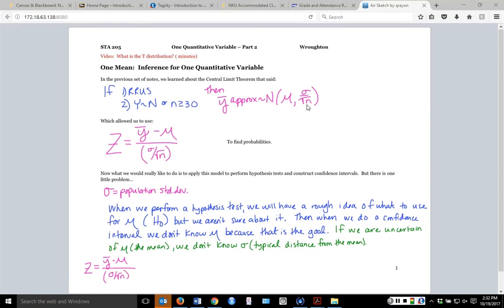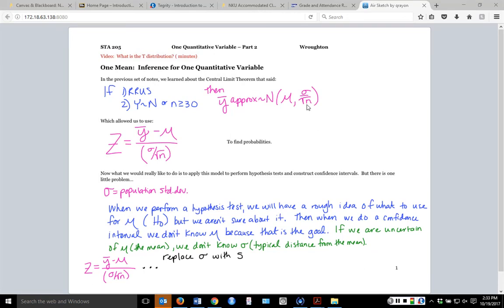So what can I do about this? Well, a probably good idea, which would at least seem reasonable, is if I don't know sigma, I can replace that with S. And do you remember what S was? S was our sample standard deviation.